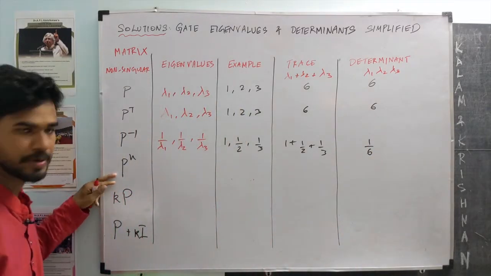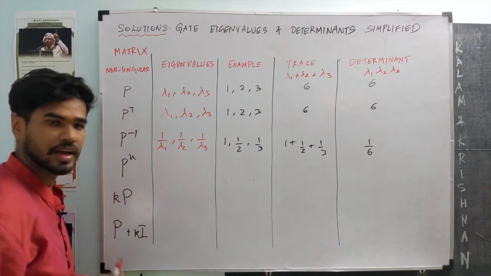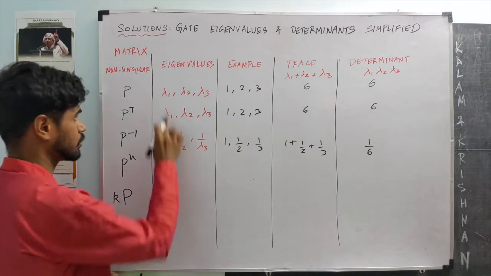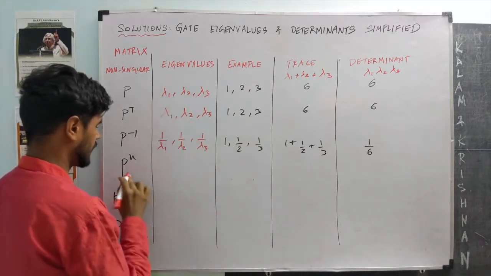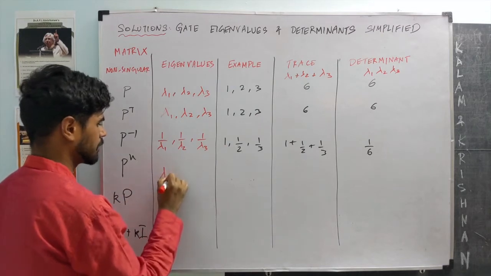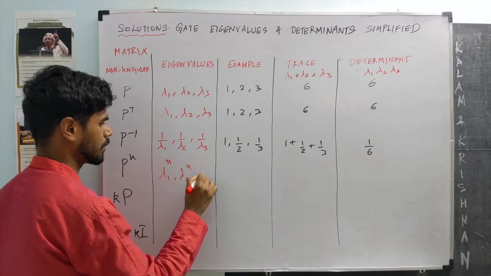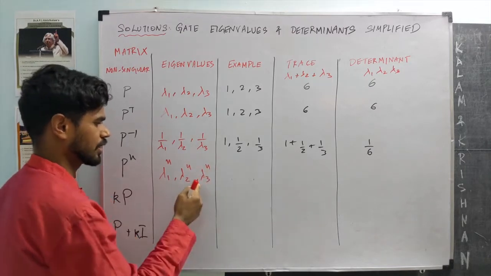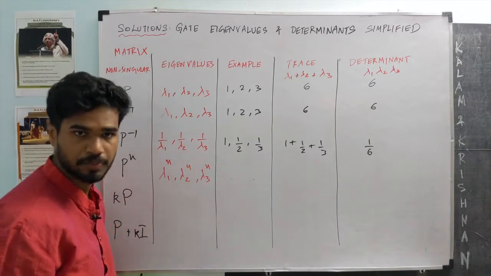How about P power n? That is, we take the original matrix and raise it to the power of n. Again, we can say a lot about that. If the original eigenvalues are lambda 1, lambda 2, lambda 3, the eigenvalues of this are going to be lambda 1 power n, lambda 2 power n and lambda 3 power n. There are m eigenvalues. Each of those eigenvalues will be raised to the power of n.